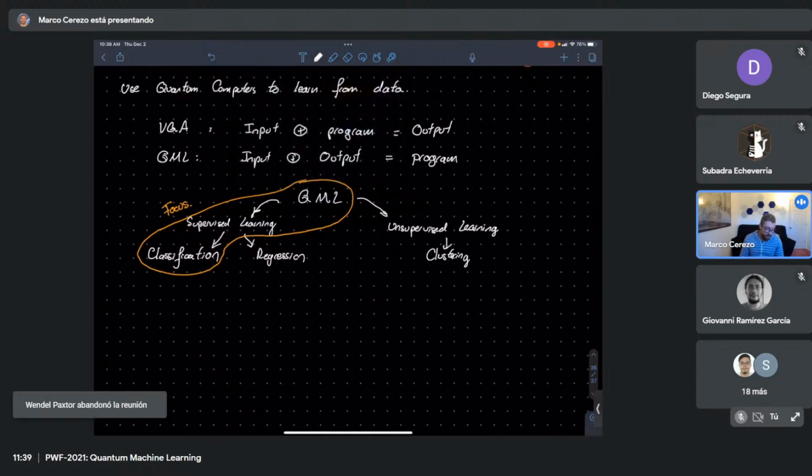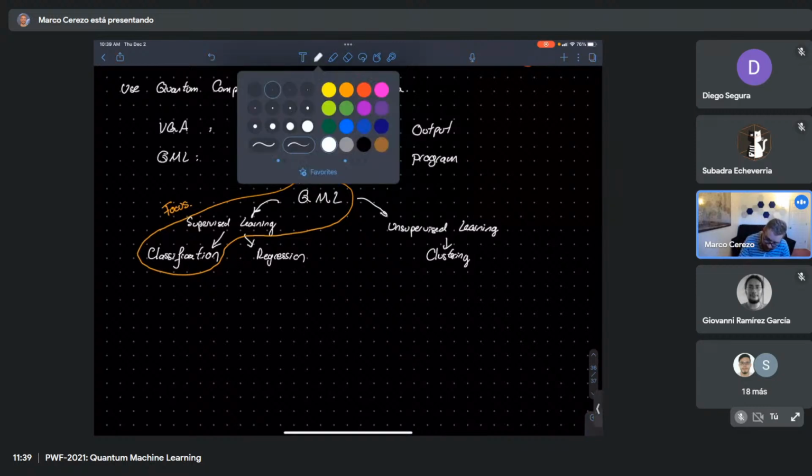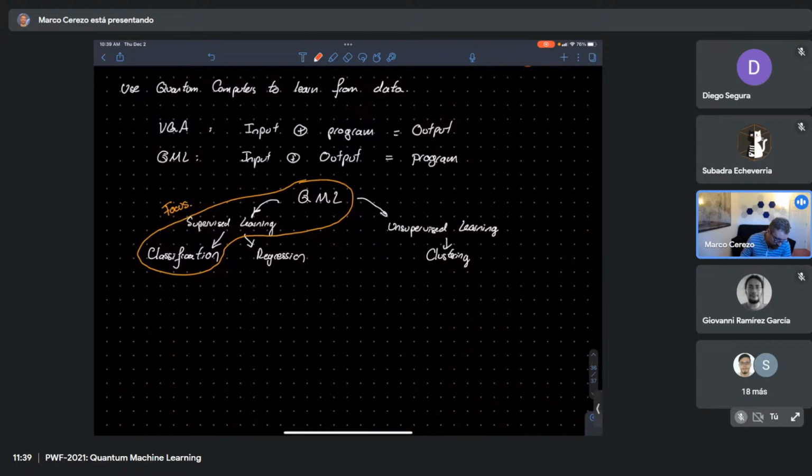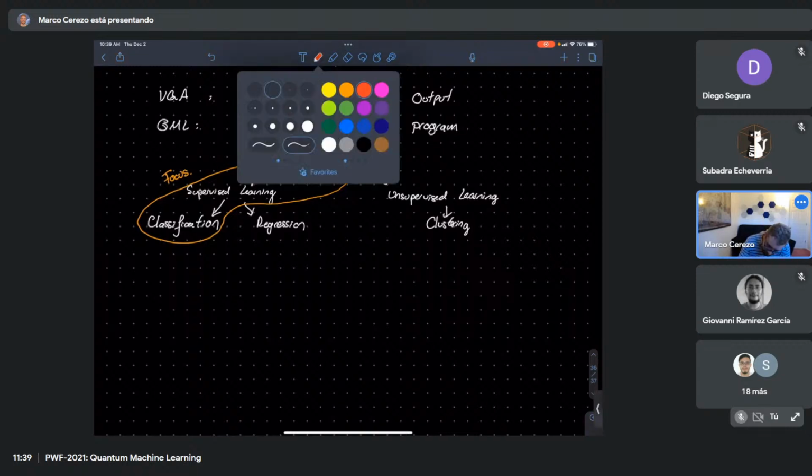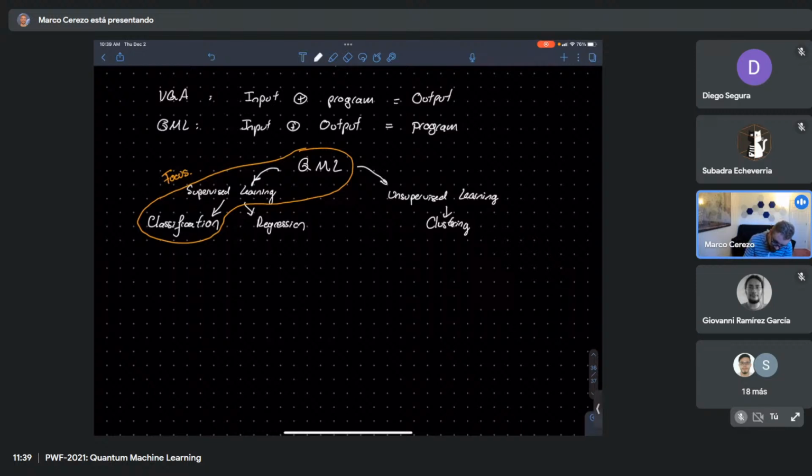So the question here is, what is the setting? What is the framework that we're going to be working on? Let me first define a couple of terms that are going to be useful for us. Specifically, we're going to be talking about classification. That means that we're going to have a set of data that has a set of labels, and what we're trying to do is learn the map between that data and those labels.